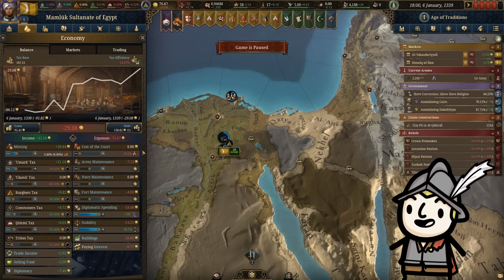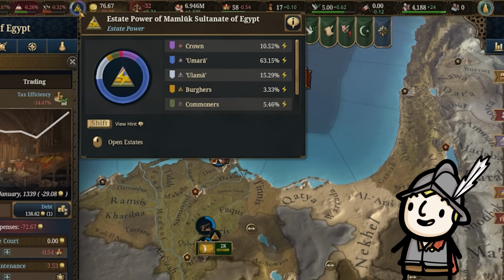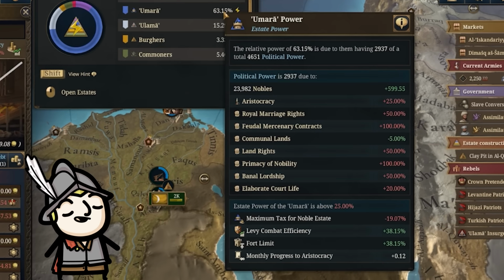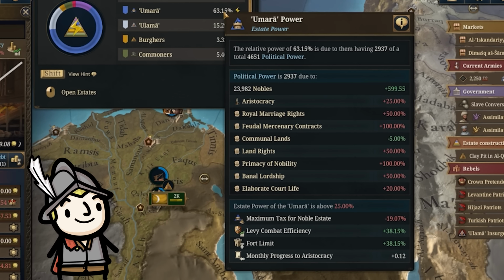If you'd like to see how powerful all your estates are, you just need to hover over the pie chart right here in the top bar. It will give you a breakdown of each estate's power. Hovering over the number will give you more information, like where all of that power is coming from and the modifiers that it is motivating.